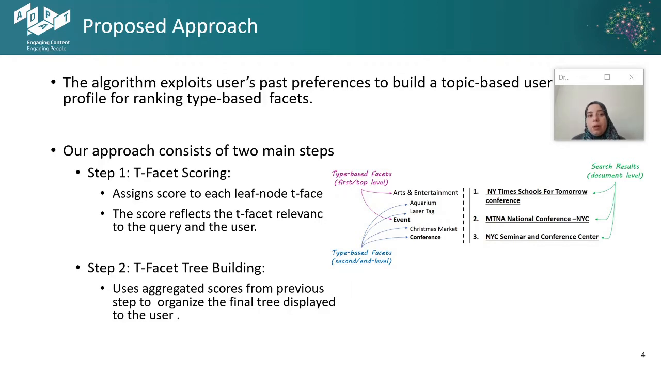At this step, we assign a score to each leaf node in the T-facet tree. In this example, like the aquarium, the laser tag, or the Christmas market or conference. And after assigning this score, it should reflect the relevance of this T-facet to both the user and the current query. In the second step, we use the aggregated score for the leaf node T-facets in order to rank their ancestors in the tree. In this example, like the events and arts and entertainment.